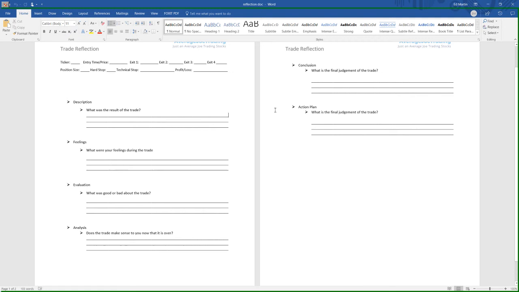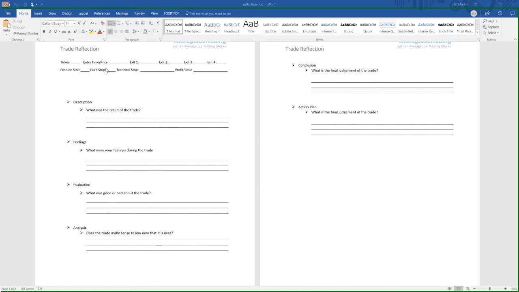All right, so I'm going to fill out all of this. It's going to be GSK. My entry time was 10:01, at 38.78. Then my first exit was 38.33, then 38.10, and then 38.15 for the final one.